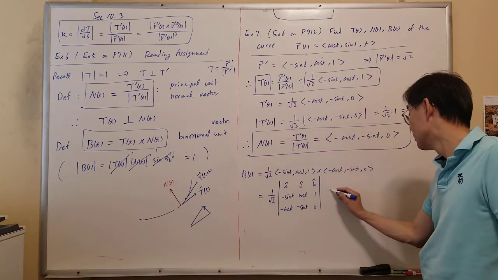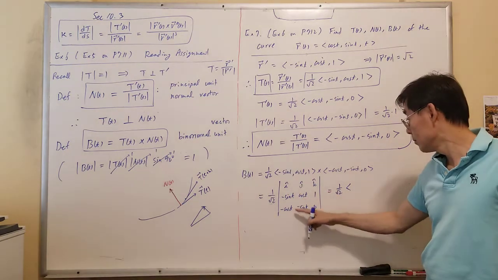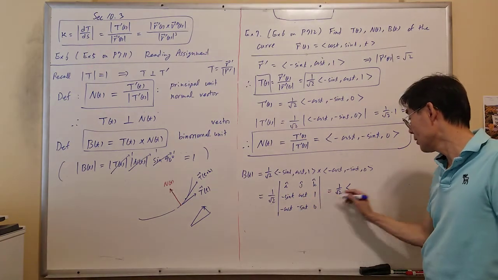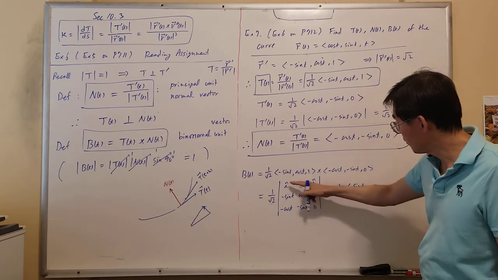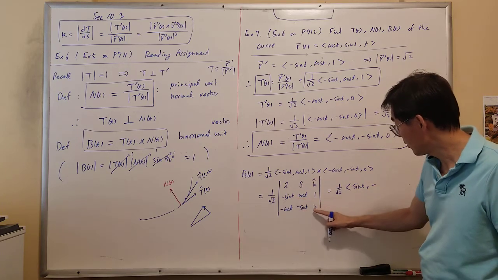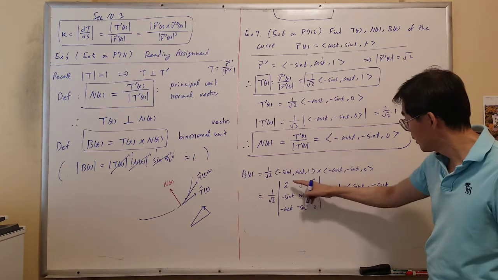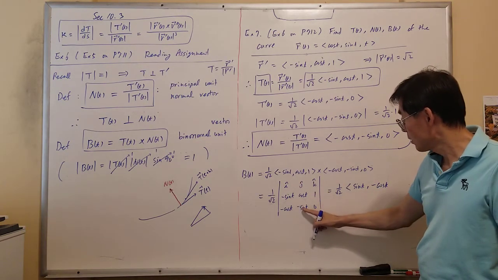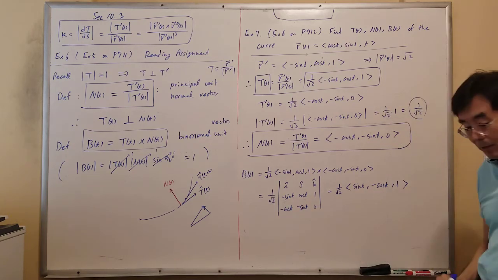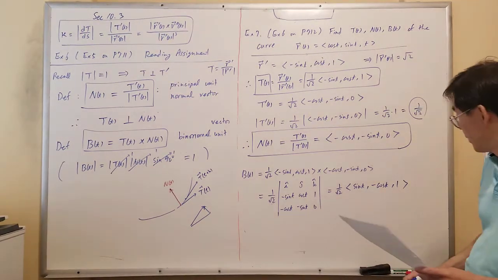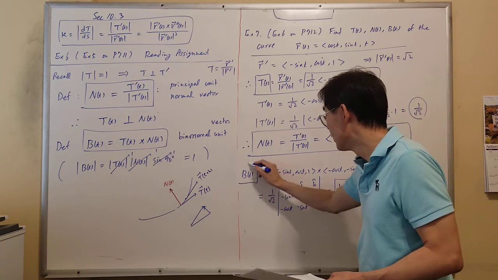If you do that, delete row and column, determinant 0 minus minus, so sine t. Minus of determinant of delete this and this, so this one, 0 minus minus, so cosine t, so minus cosine t. Delete this, sine squared t minus minus, plus cosine squared t, so 1. Okay? So this is your binormal unit vector. Okay?